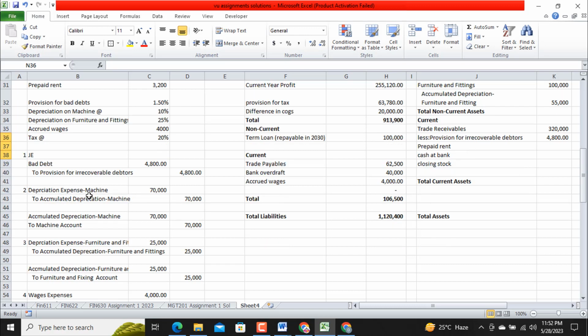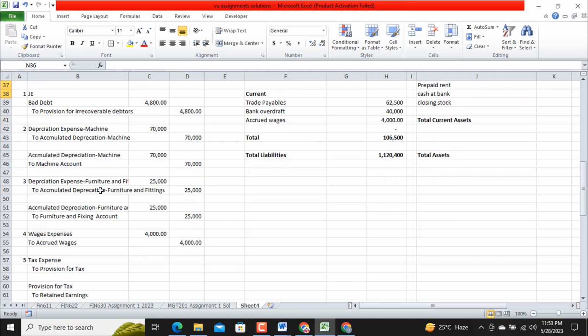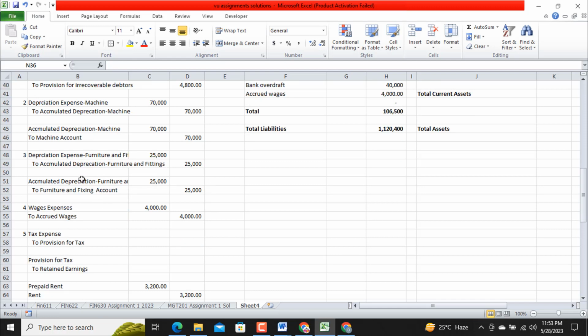Depreciation expense for the machine is 70,000, which is obtained by multiplying 0.10 with the cost of the machine, which is 700,000. So the 70,000 will go to accumulated depreciation, machine, meaning we are going to add it to the value of the accumulated depreciation. Accumulated depreciation of the machine will reduce the value of the machine account in the balance sheet. The same action is applied to depreciation expense for furniture and fitting.